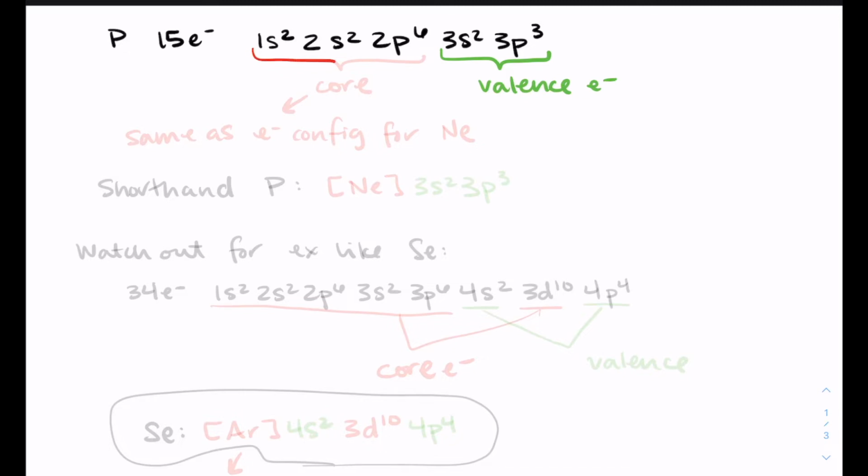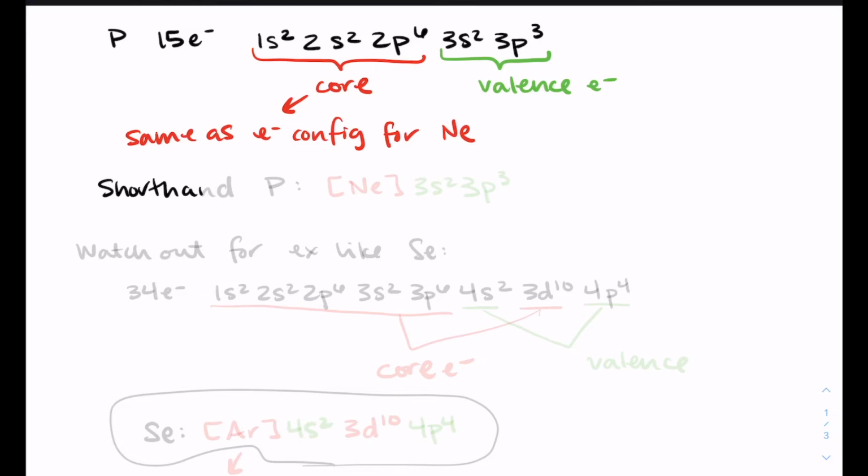Now here's the shorthand part. The core electrons, this electron configuration, is the same as the electron configuration for neon. So we can do a shorthand for phosphorus that is just neon in brackets plus the valence electrons. Now here's the catch. You can only do this for noble gases. So I could not put silicon in brackets and then write 3s1 for phosphorus. That would look super weird, right?